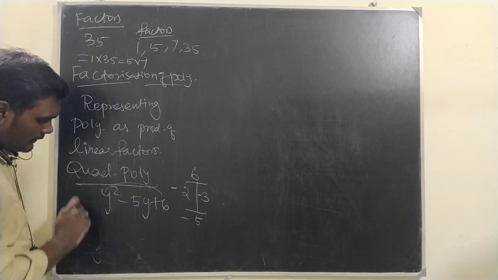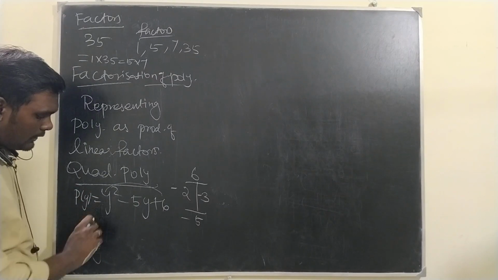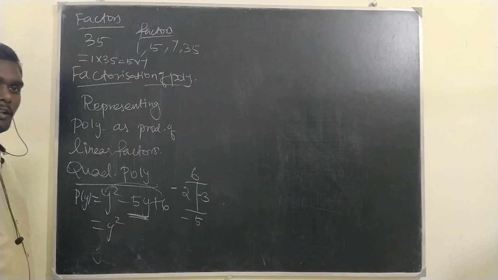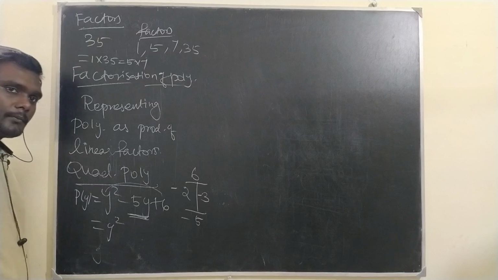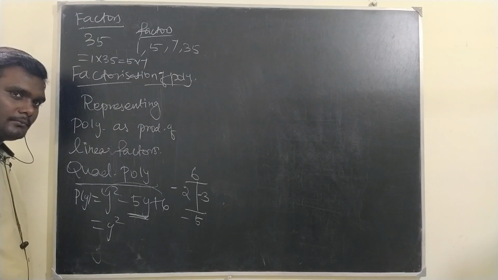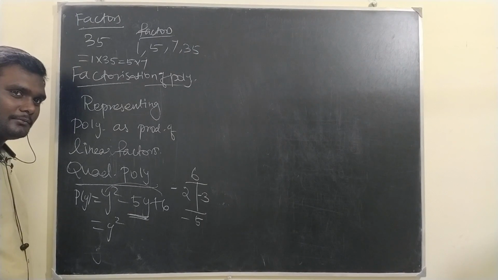Then this p of y polynomial can be written as y square, by splitting the middle term. How do we factorize this time? Splitting the middle term. Okay.